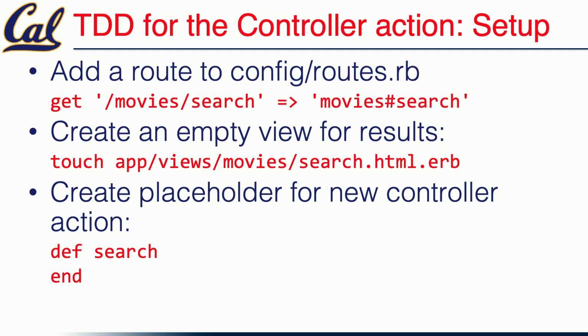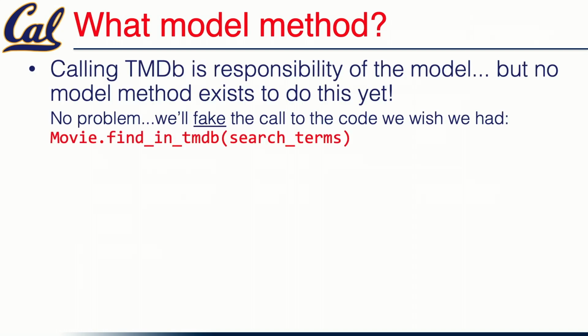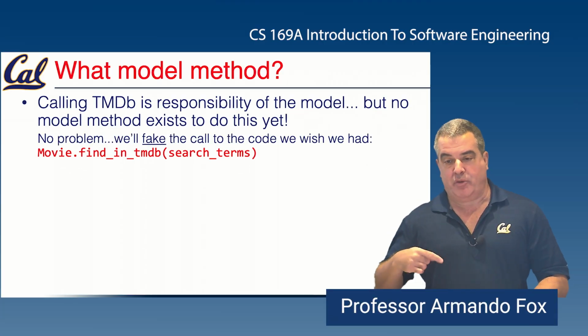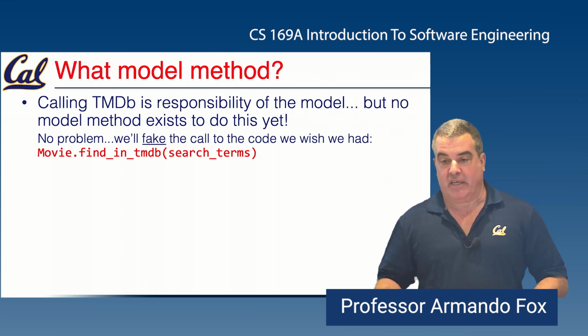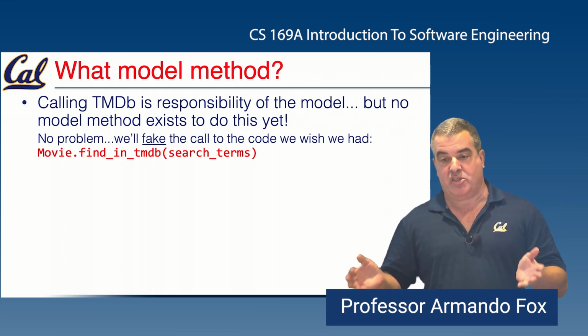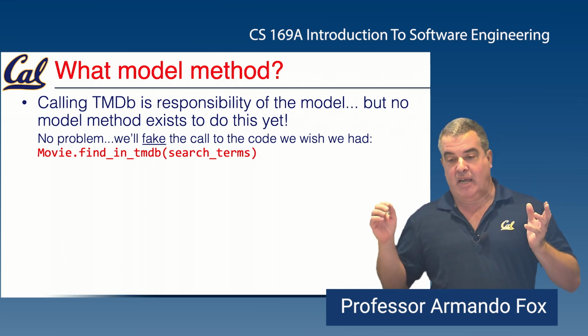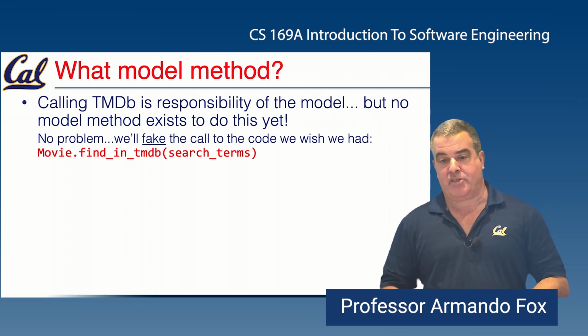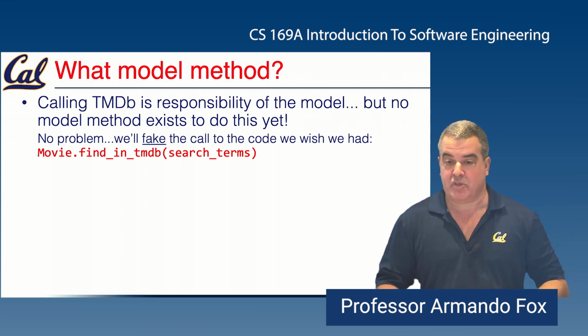So if we start doing that, we already know that one of the things that's going to have to happen in the controller action is calling this model method, which doesn't exist. But that's not a problem. We're going to pretend that the method exists. And that's a really useful thing to do because by pretending it exists, you have to pretend that you know how you would call it. Like you're basically pretending there's documentation somewhere saying, here's this method, here's the arguments you have to pass to it, and here's what the return value is going to look like.